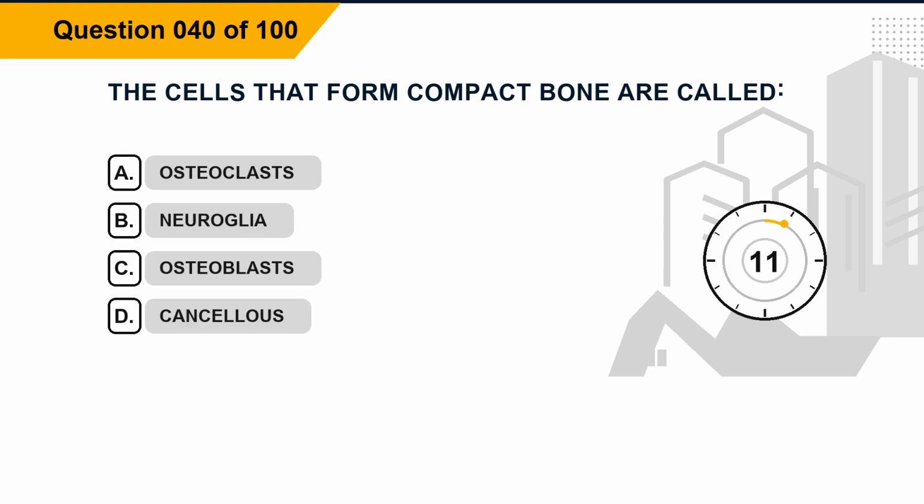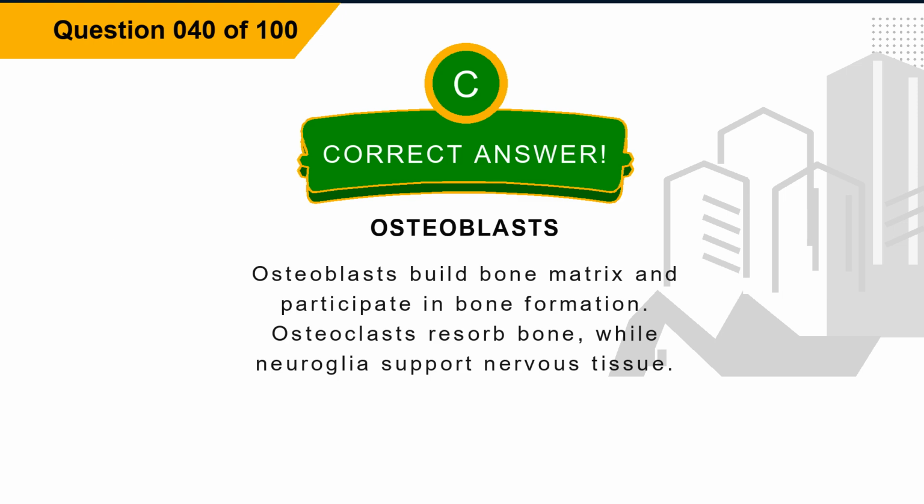Question 40. The cells that form compact bone are called: Option A, osteoclasts. Option B, neuroglia. Option C, osteoblasts. Option D, cancellous. The correct answer is option C, osteoblasts. Explanation: osteoblasts build bone matrix and participate in bone formation. Osteoclasts resorb bone, while neuroglia support nervous tissue.